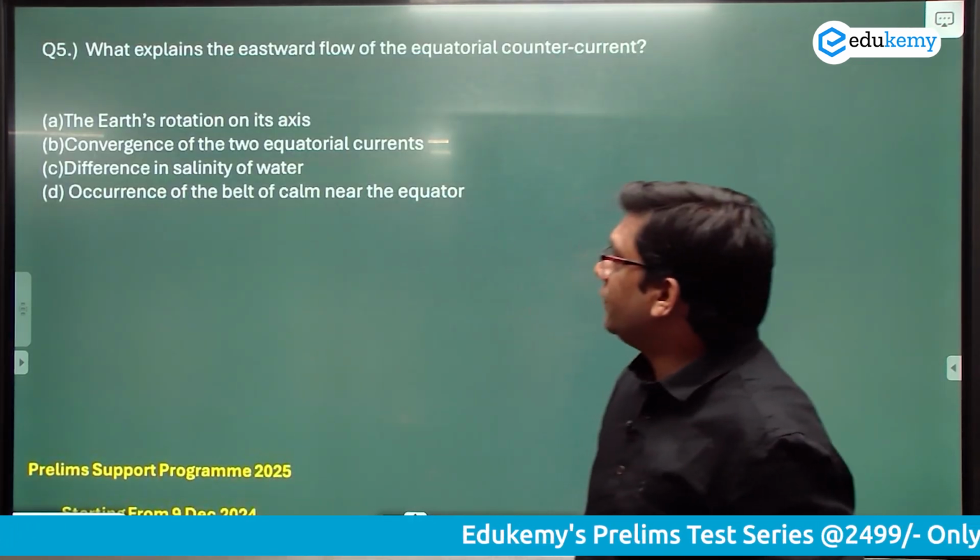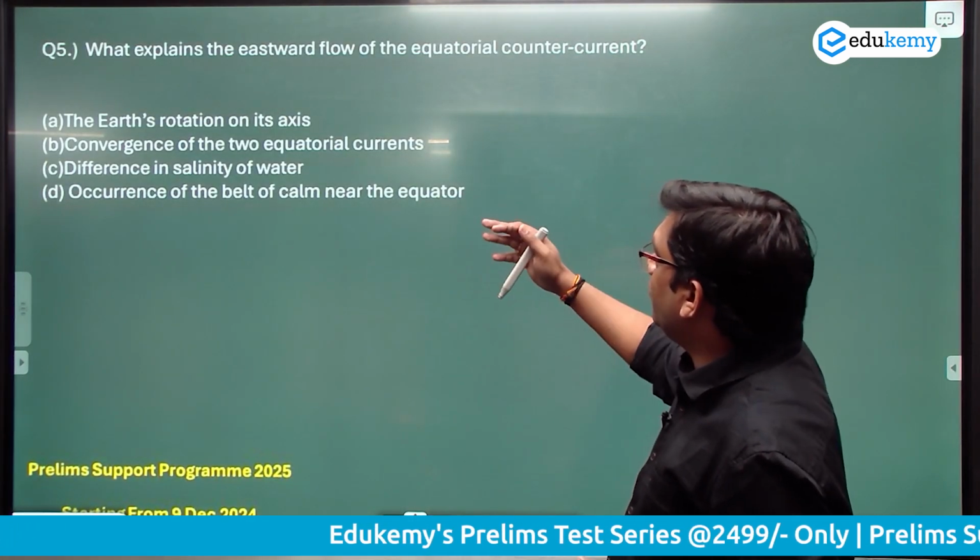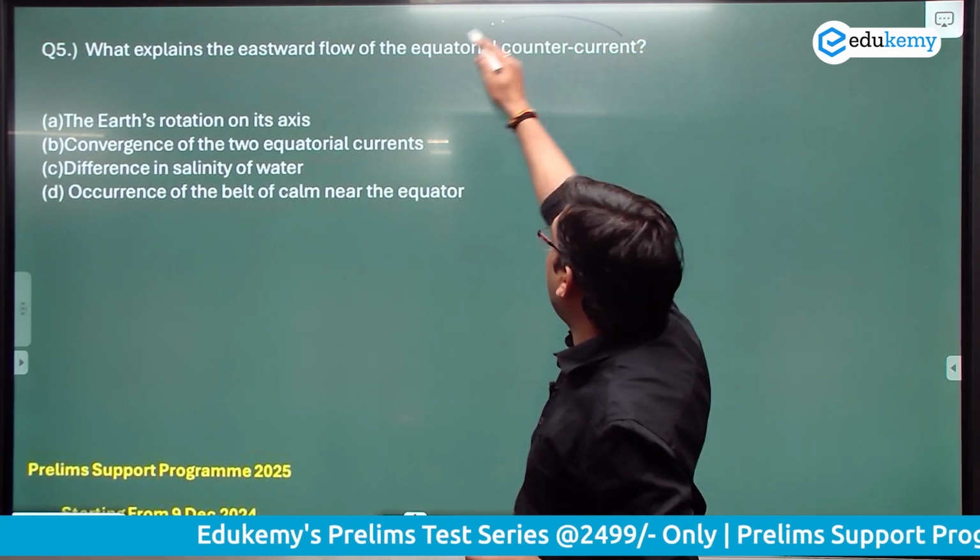Now we'll move to the next question. What explains the eastward flow of the equatorial counter current?